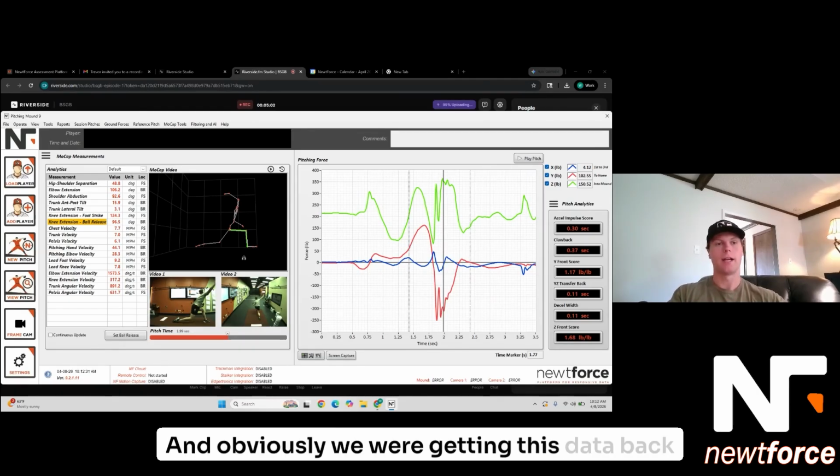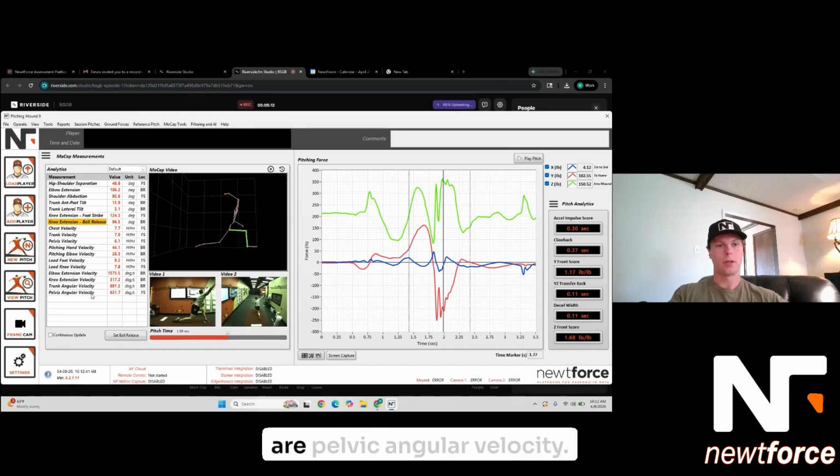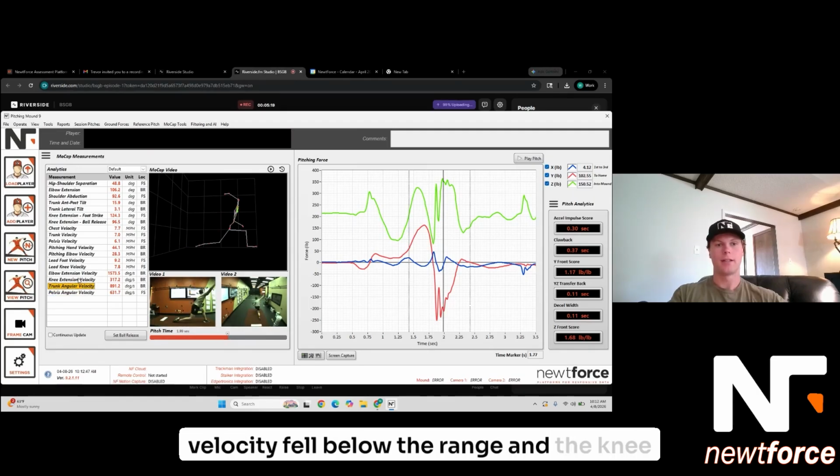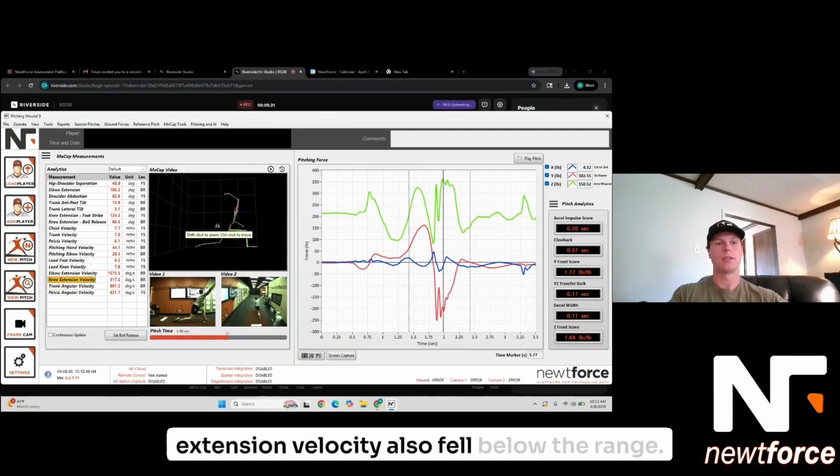And obviously, we were getting this data back between each pitch, so it gave us some really consistent feedback as we tested out drills and other things like that. Some other things that fell below the ranges are pelvic angular velocity, so that's just hip speed. Trunk angular velocity fell below the range, and then knee extension velocity also fell below the range.